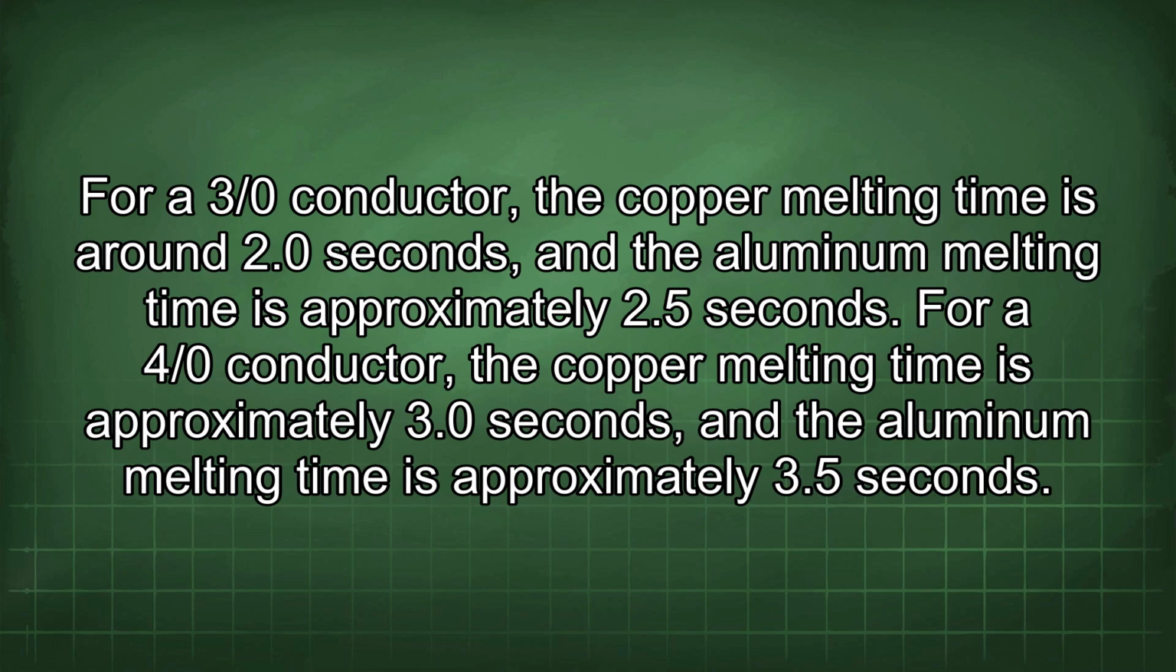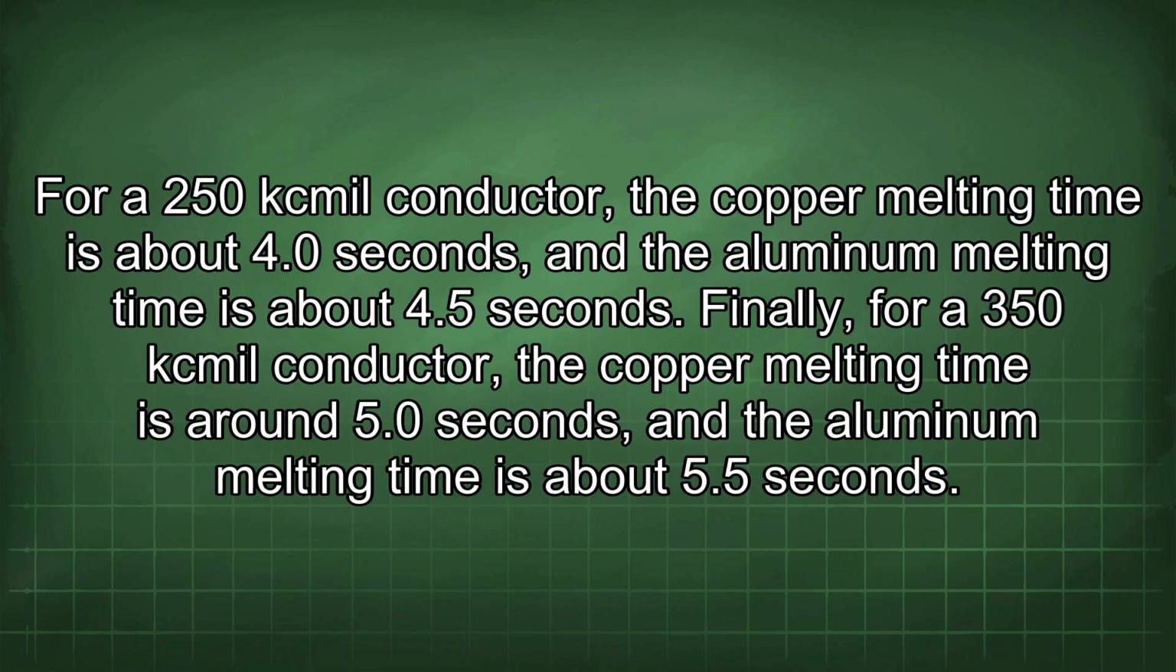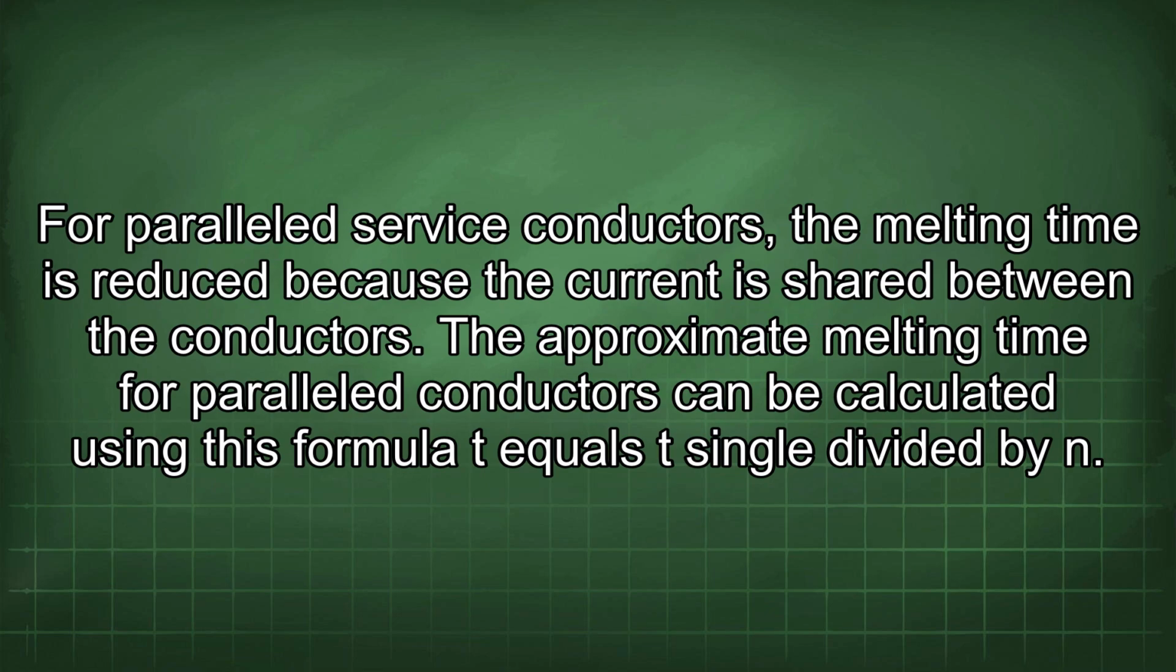For a 250 kcmil conductor, the copper melting time is about 4.0 seconds, and the aluminum melting time is about 4.5 seconds. Finally, for a 350 kcmil conductor, the copper melting time is around 5.0 seconds, and the aluminum melting time is about 5.5 seconds. For parallel service conductors, the melting time is reduced because the current is shared between the conductors.